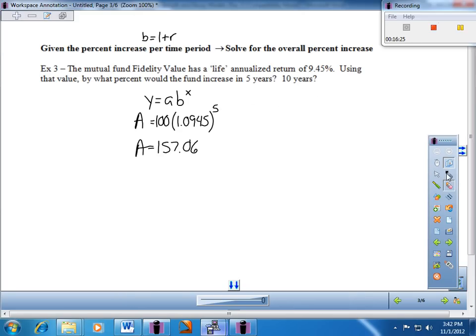Because remember what exponential growth is all about, that idea of interest earning interest. We start taking 9.45% of a number after the first year, but then we take 9.45% of a larger number the next year, and then a larger number the year after that, and a larger. So you keep taking the same percentage of larger and larger numbers, so that's where the exponential growth comes into play. So it's actually going to be more than what 9.45 times 5 would be. I hope that makes sense.